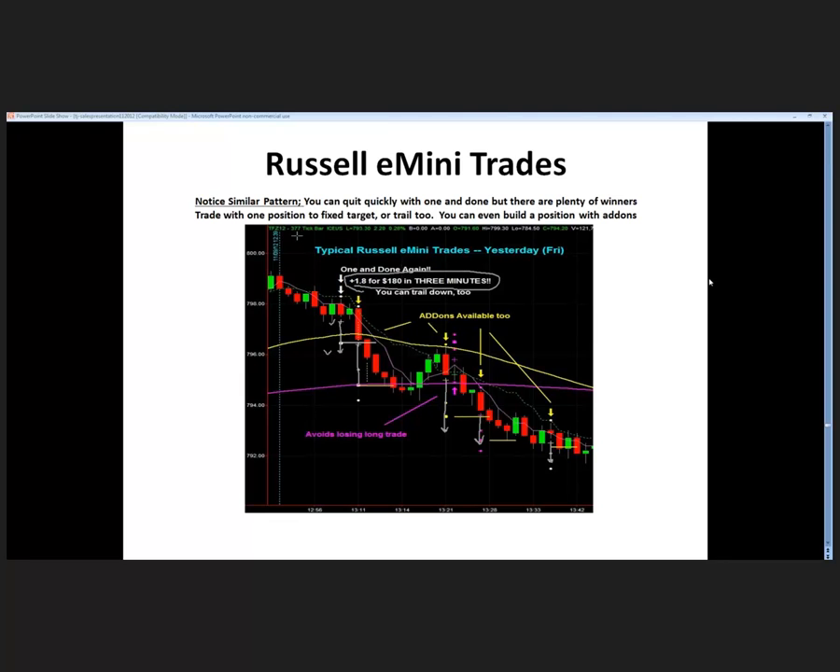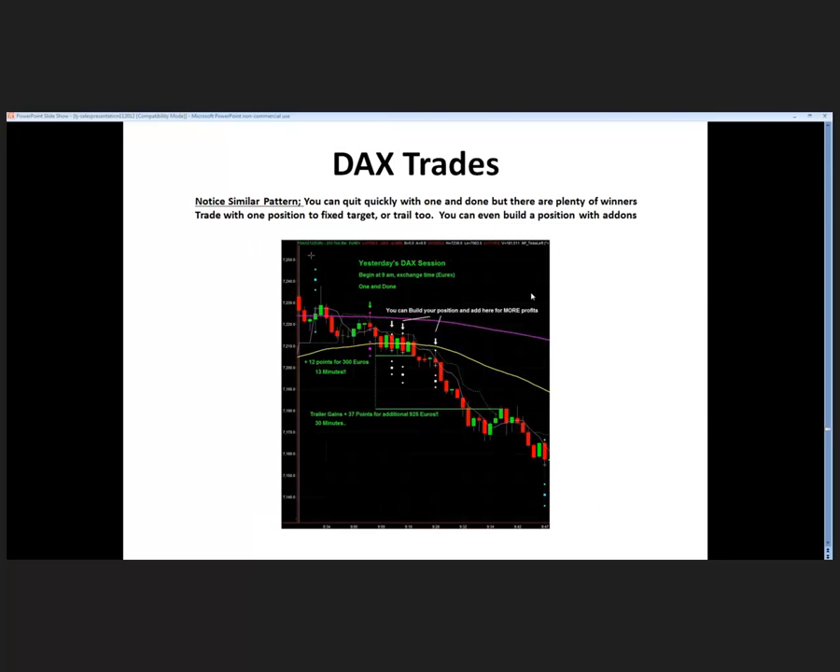Yeah, and I think that's important. We just showed crude, we just showed Russell. We're going to show some Forex and some other markets. Notice the structure is always the same. You learn one system, and you can trade any of these markets with success. Here's the DAX, right? This is, again, Friday morning, European time. Looks a lot like your Russell chart, right?